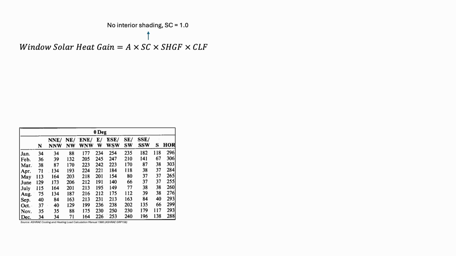For windows, we have to account for the solar heat gain using this equation. A is window area, SC is shading coefficient, which we assume no indoor shading, so it is 1.0. For solar heat gain factor, SHGF, we refer to this table based on the location. Again, we use May as our design month and the windows is facing the west direction. Solar heat gain factor is 201.